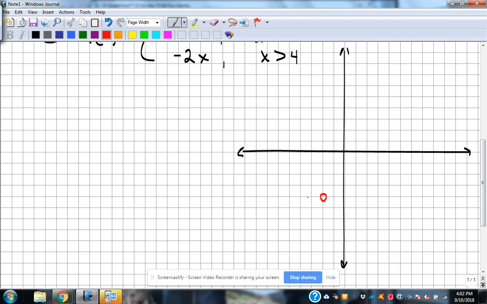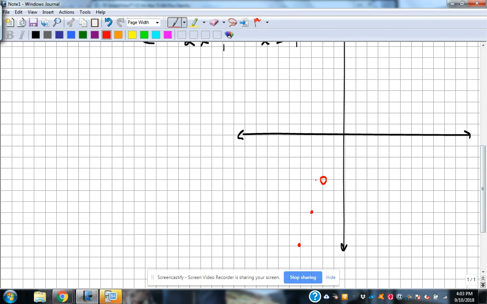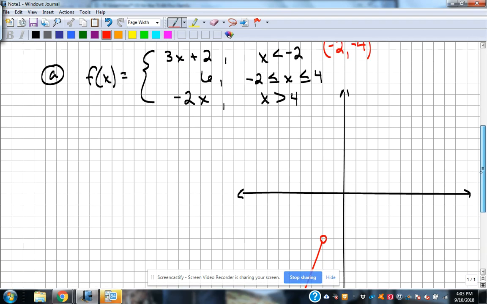All right, so slope was 3. So I'll go down 3, left 1, down 3, left 1. Graphing a line, that's all I'm doing right there. That line, 3x plus 2. But it's only to the left of that point because it said all x's that are less than negative 2. So that's why I'm going everything this direction. All right. So that gets us the first piece.